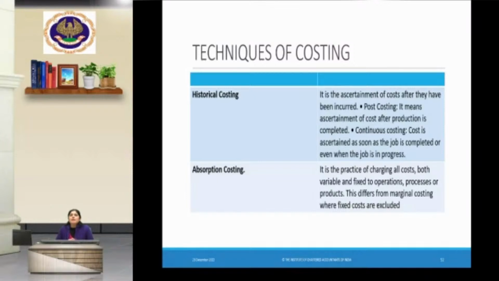Absorption costing, the difference between absorption and marginal. Marginal takes care of only variable cost. Absorption takes care of total cost. Under absorption costing, our focus is on total cost, fixed cost and variable cost. We include fixed cost also, so both variable and fixed go to the operation processes of the product. This differs from marginal costing, where fixed costs are excluded. All right. So that's the difference between absorption and marginal cost. Under absorption, we absorb total cost, fixed and variable both.